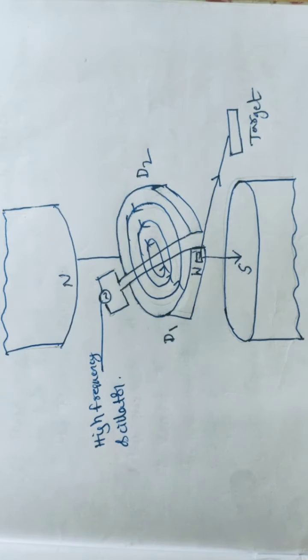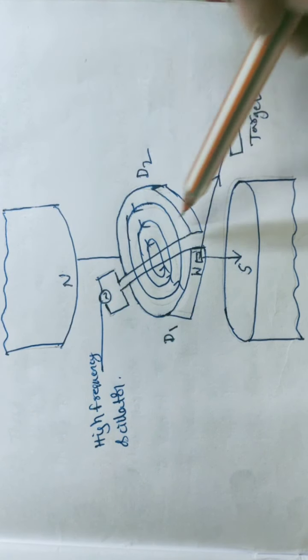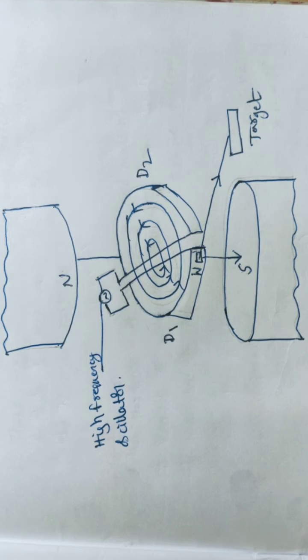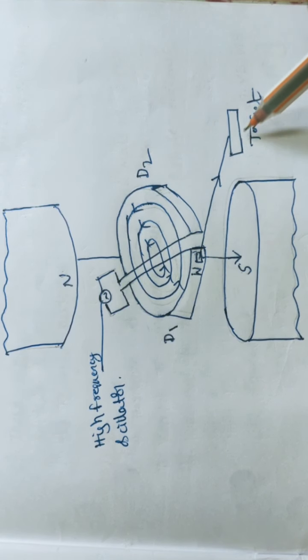In between these two, we introduce a high frequency oscillator. Here, between these D's, when a charged particle is present, under the impact of these strong electromagnets, the electric field will be applied perpendicular to it. So the charged particle accelerates and then rotates in a circular path. Finally, that accelerated charged particle comes out through a small window W and touches the target.